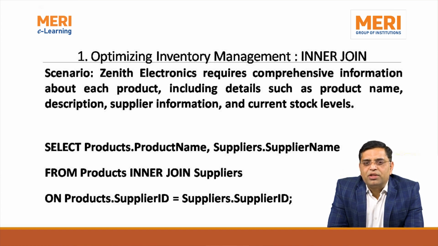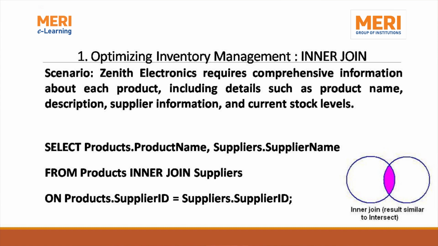It uses an inner join to connect the rows in the products table with matching supplier ID values in the suppliers table. This means that only the rows where the supplier ID in the products table matches the supplier ID in the suppliers table will be included in the result set. The query then retrieves the product name from the products table and the supplier name from the suppliers table based on the matching supplier ID values.